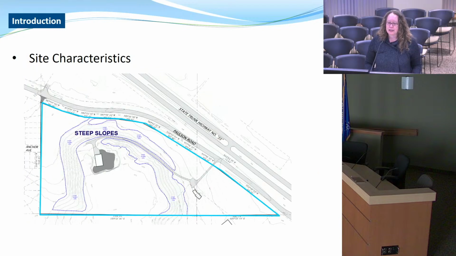The site is separated into about 3 potentially developable areas by these steep slopes that cross the site here. There's one area here that could be accessed from Paulson Road or Anchor Avenue through the Thompson Heights development. And then this area where the existing single family home is on Paulson Road.